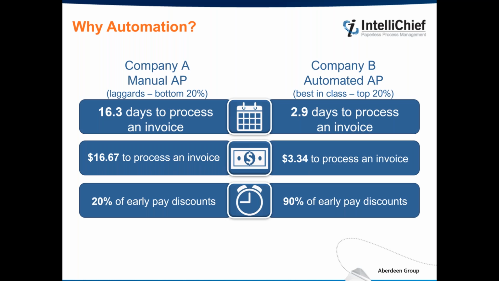Realizing 20% of early pay discounts versus realizing 90%, or at least being able to choose how many early pay discounts you want to get, right? Whatever your business situation is, if the cost of money is high, well, I want to recognize those faster. Just having the ability to make a decision about it, because now you have data, right?